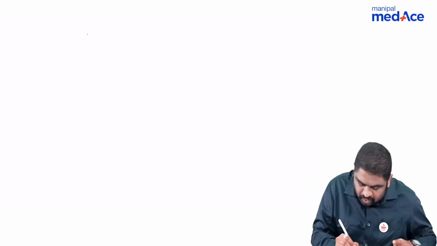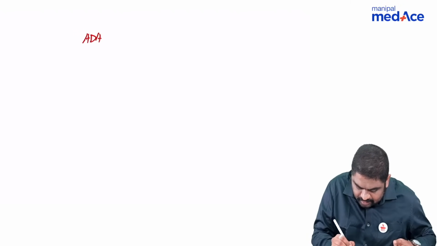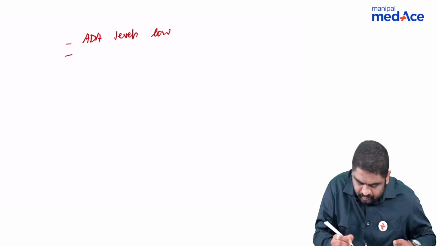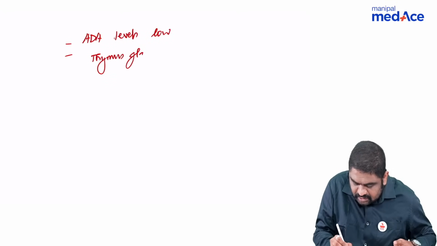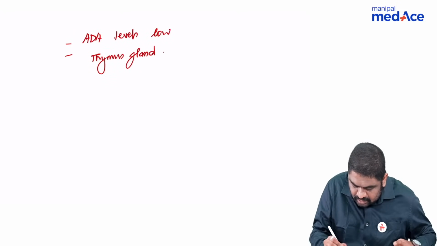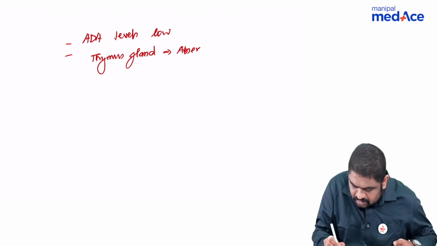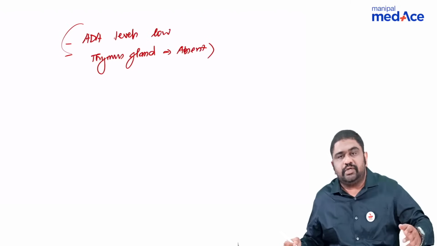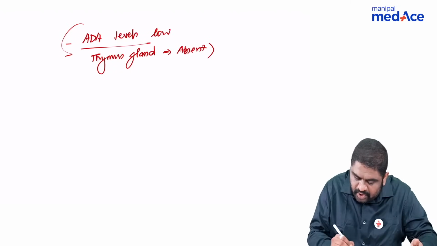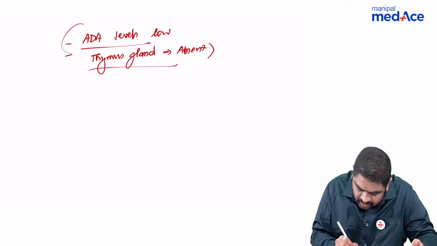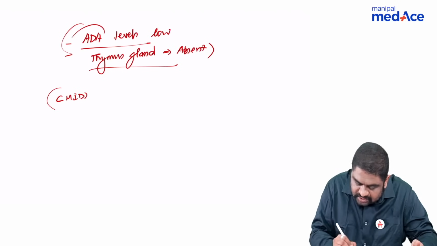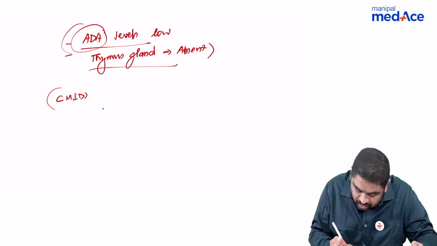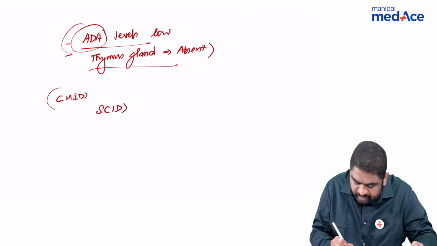There was a question about ADA levels being low, also thymus gland absent. These two things were told to me by the students. So you can think of a severe cell mediated immune deficiency, but because ADA levels are also low, you can think of severe combined immunodeficiency.